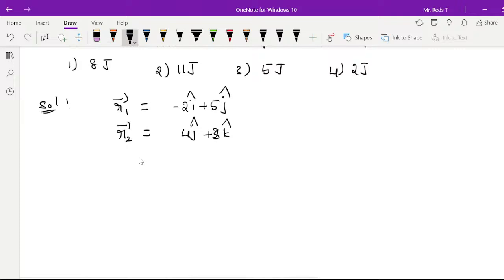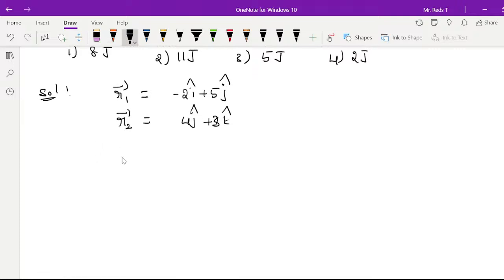Okay, so the displacement vector S bar is equal to R2 bar minus R1 bar, delta R bar. So R2 bar minus R1 bar: the j term is 4j minus 5j, so minus j cap. There is no k term here, so the k term is 0. You can rewrite it with the i terms first.